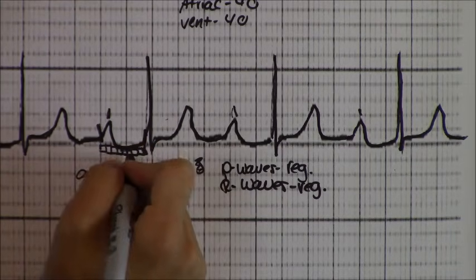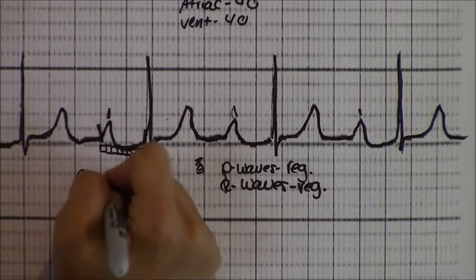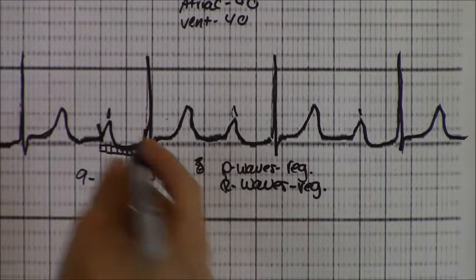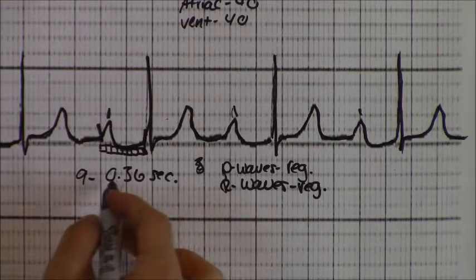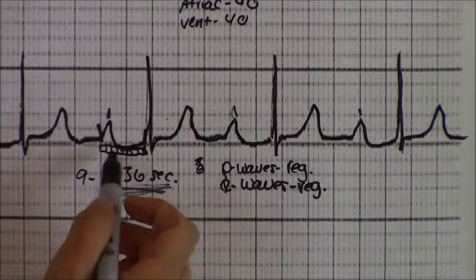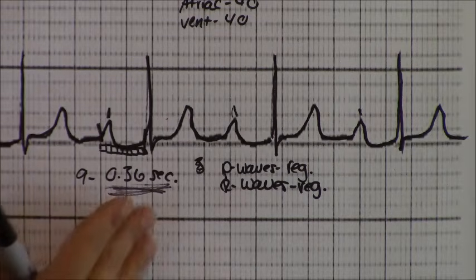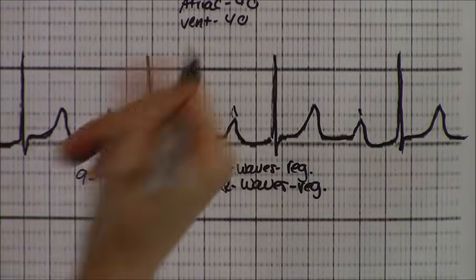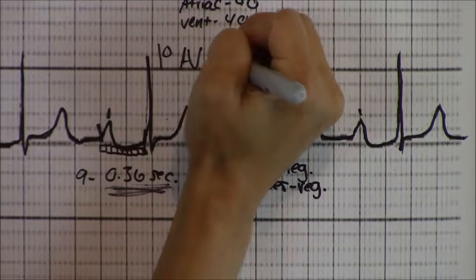Now, each square, remember, is a measurement of time. It represents 0.04 seconds. So 0.04 times 9 is 0.36 seconds. And we know that a normal PR interval is less than 0.20, so we definitely have a really long PR interval. This is not normal. In normal sinus rhythm, you do not have this long of a PR interval. So we know that we definitely have a 1st degree AV heart block.